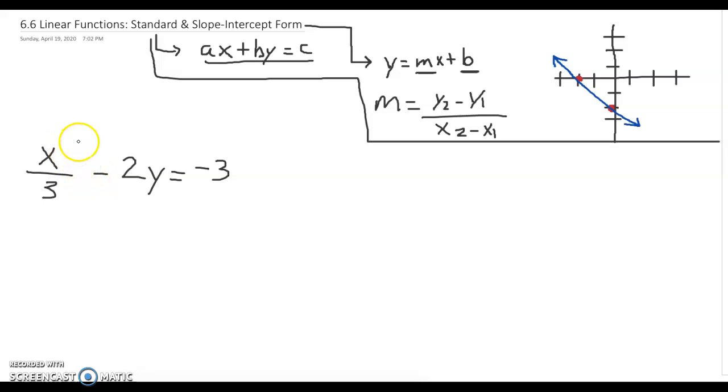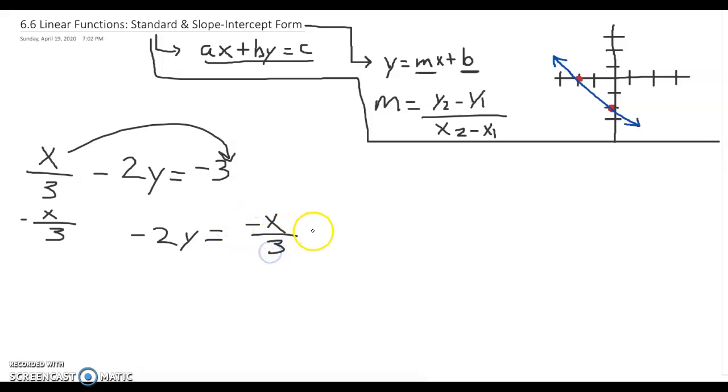The first thing we're going to do is get this x to go on this side of the equation. How do we do that? We're going to subtract it, so we take the signs and put it on the other side. We're going to rewrite our problem. We're going to have negative 2y equals negative x over 3 minus 3. Now we have to get rid of the y.